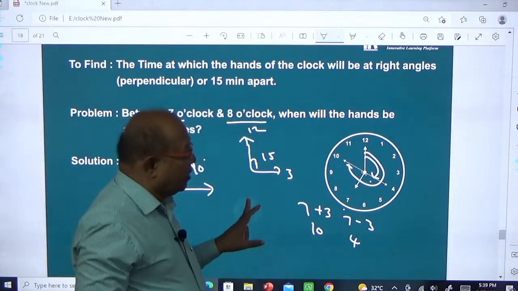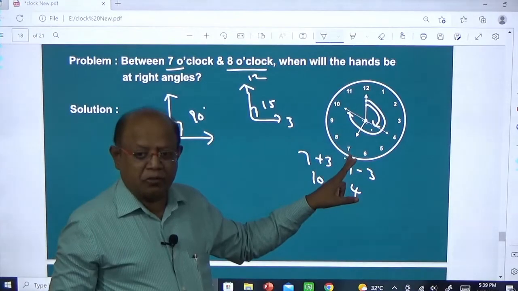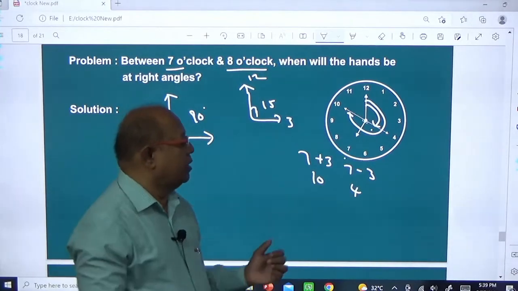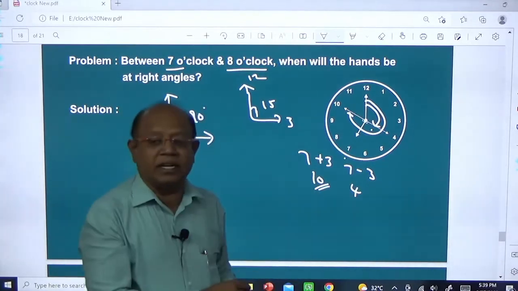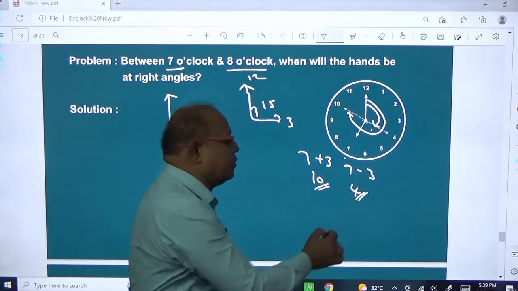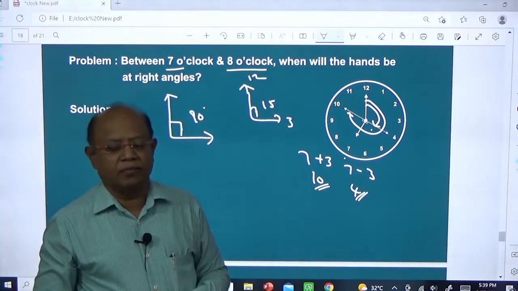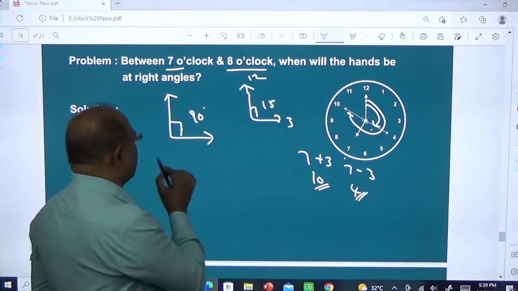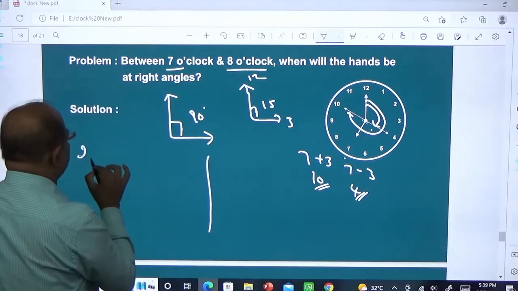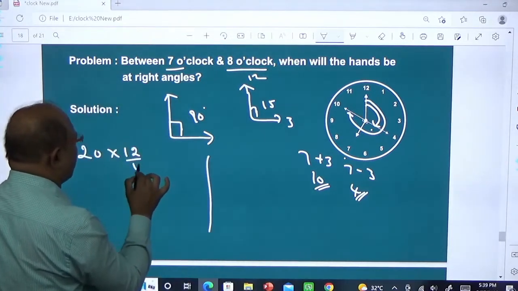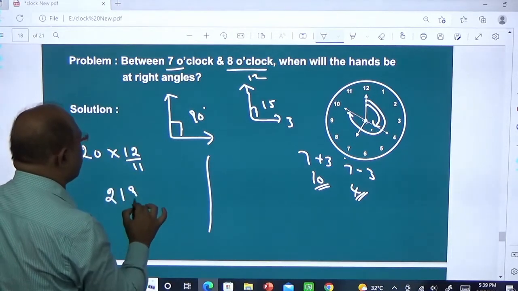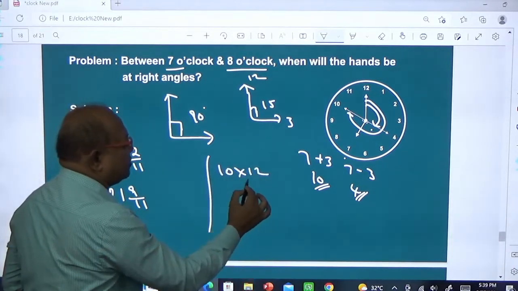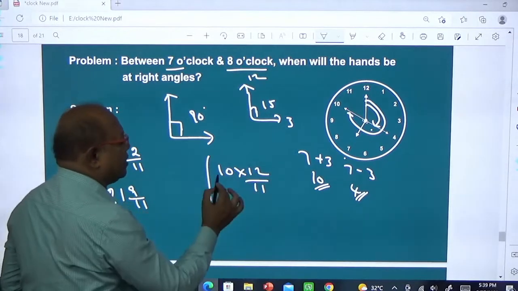Now see what you have to do. See the position of the smaller hand, subtract 3, you will get a number, and add 3, you will get a number. For those two numbers, if the bigger hand reaches 10, there will be a right angle, as well as if it reaches 4, again there will be a right angle. Now how to find? Again the relative time only. 4 means 20 minutes, so 20 into 12 by 11. Just now we have seen this is 21 9 by 11 minutes. Again, 10 into 12 by 11. Sorry, 10 means 10 6s are 60.